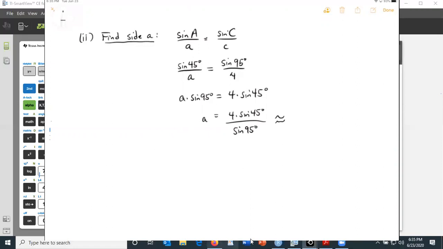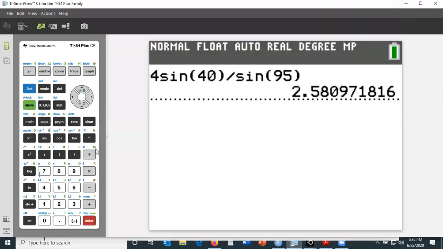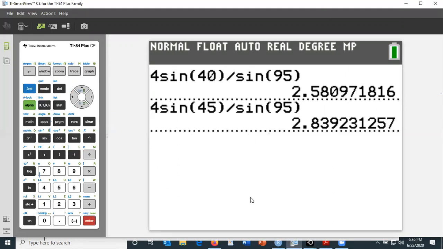All right, let's do that on the calculator together. We would do 4 times the sine, or just 4 sine of 45. And don't forget, close the parentheses. Divided by the sine of 95. Close. Whoops, forgot the 5. There we go. So that looks like it's about 2.8.